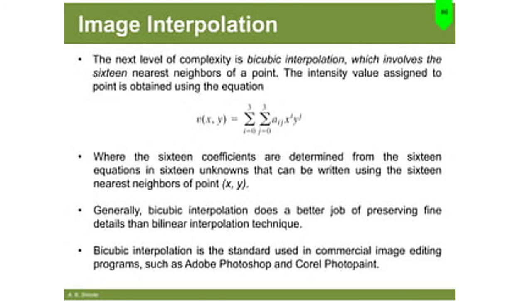Next we will see about bicubic interpolation, which involves the 16 nearest neighbors of a point. The intensity value is obtained using this equation, where we have 16 coefficients which are determined by 16 equations in 16 unknowns. So we take the 16 neighbors of x comma y. This interpolation does a better job of preserving fine details than bilinear interpolation.